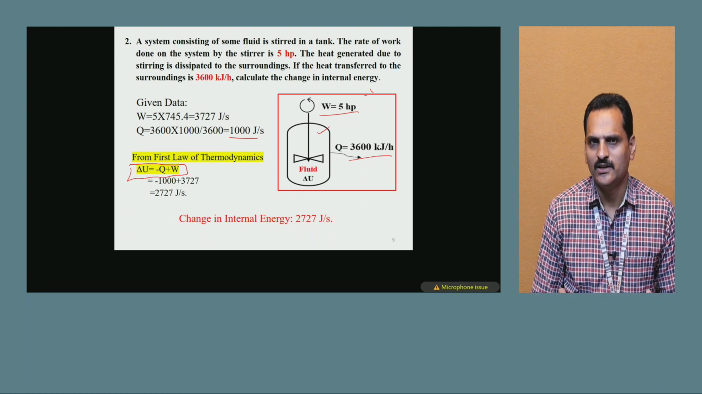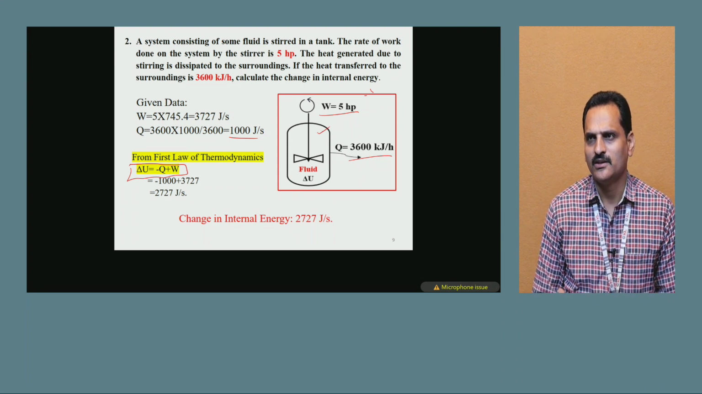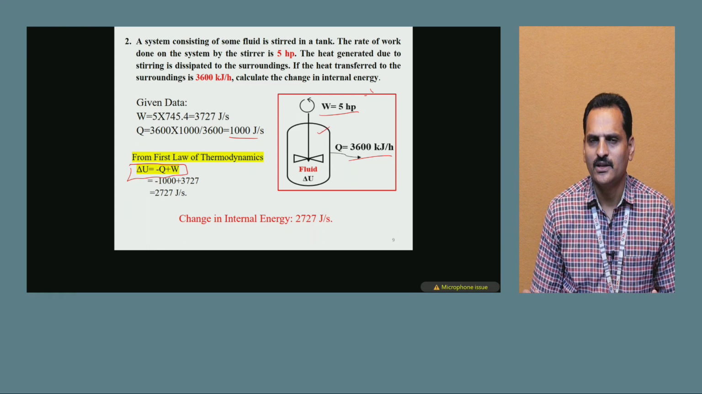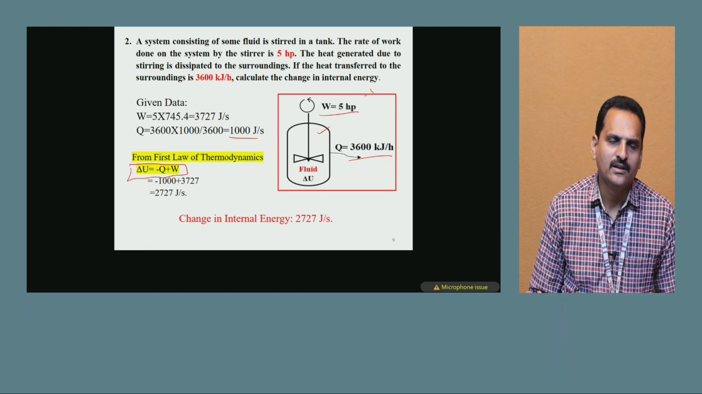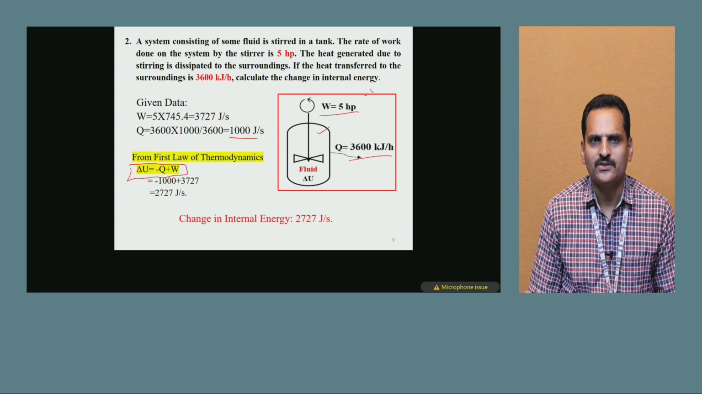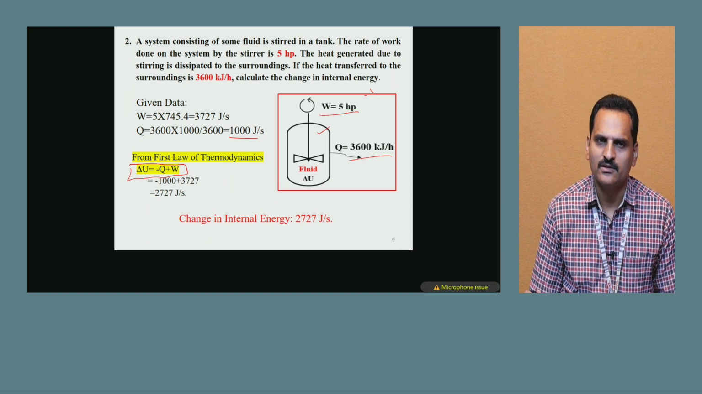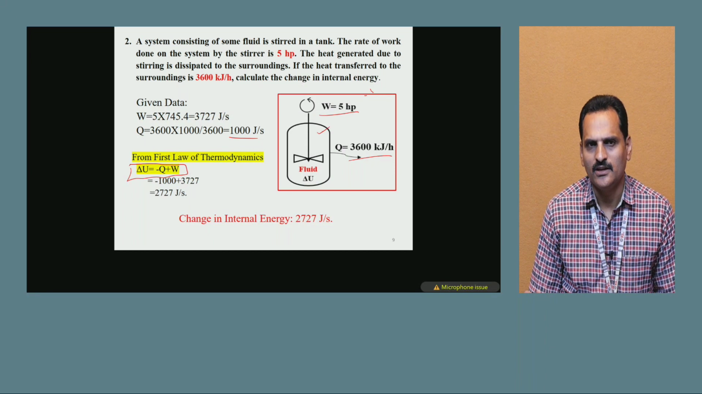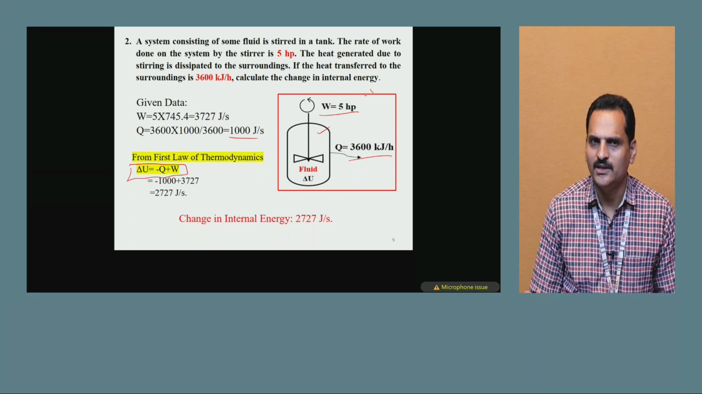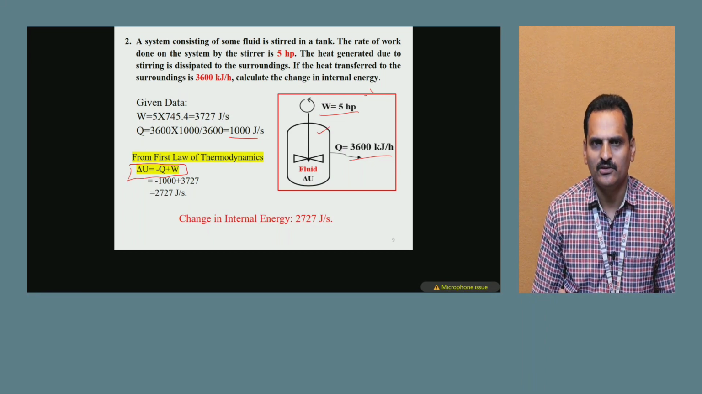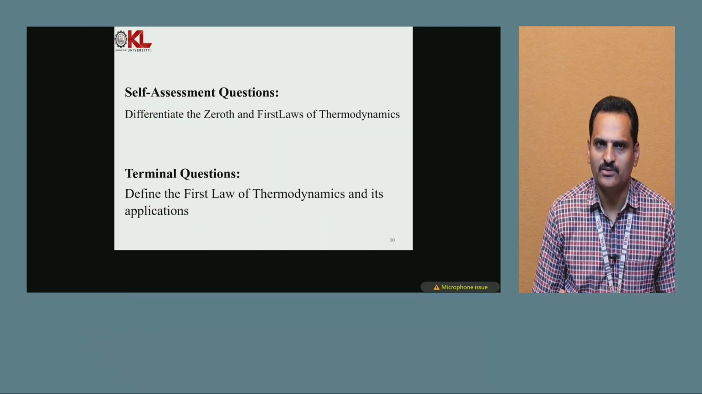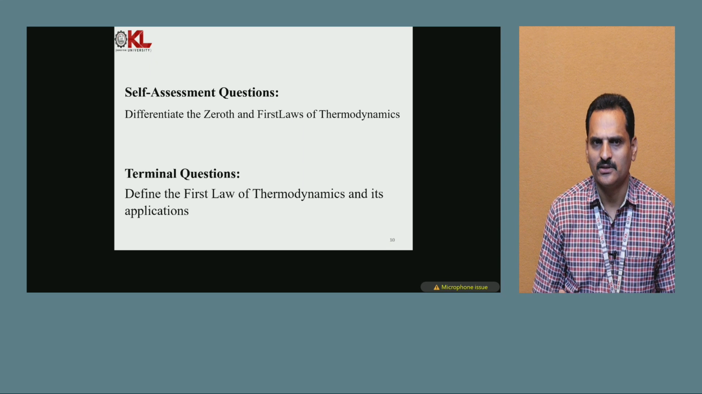So this is a way to solve the numericals related to the first law of thermodynamics by knowing the opposite signs of the work done by the system or work done on the system, amount of heat added to the system or amount of heat lost by the system. By knowing these signs, we can easily solve the numericals related to the first law of thermodynamics.